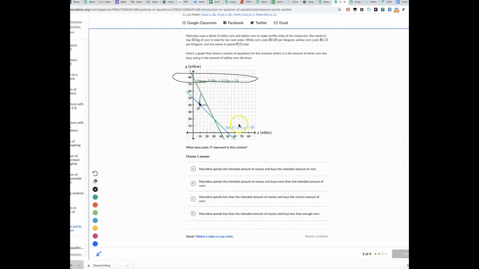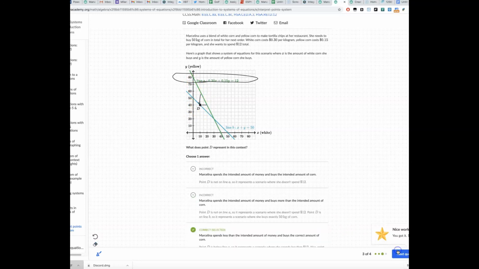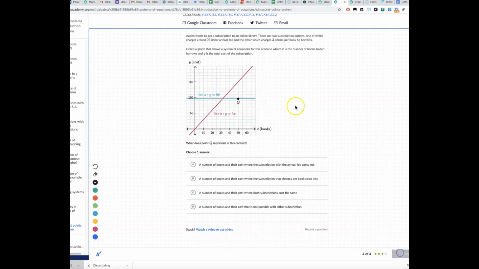So I don't think we have enough yellow corn or white corn. I don't think we spent as much money. Yeah. So we're lower for the cost, but we're right on the line where they tell us how much to buy. So there's two equations going on there. This one's tough.